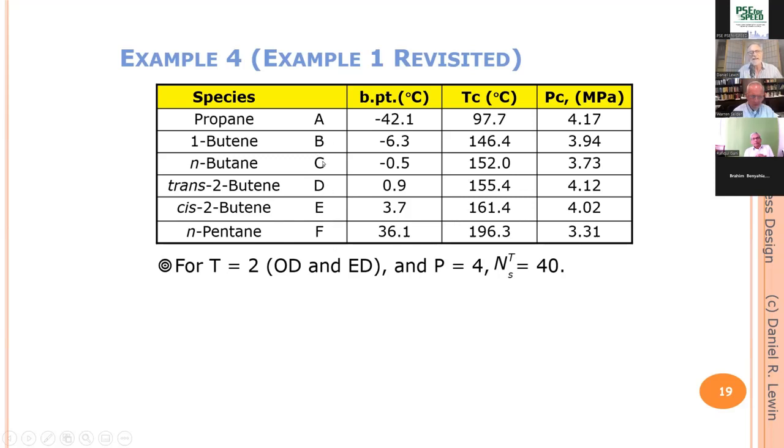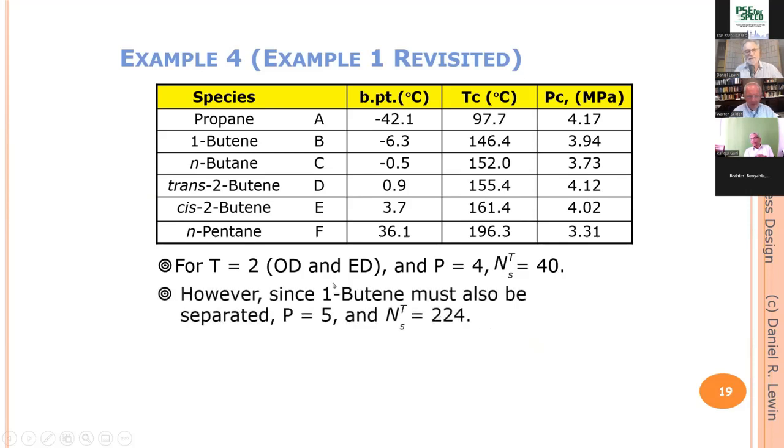B, D, and E, C separately, F separately. 4 products. So here we have 40 possible sequences that we have to look at. Unfortunately, that is not the correct answer because 1-butene is not consecutive with the other 2 butenes. So we actually have to produce 1-butene separately. Since it also has to be separated, we actually have 5 products here.